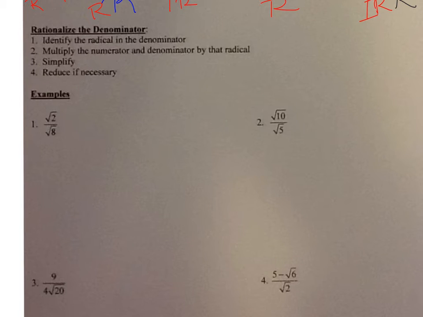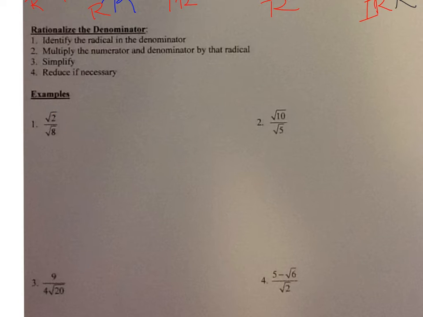So when you rationalize the denominator, the first thing you're going to do is identify the radical that is in the denominator. And then you're going to multiply the numerator and the denominator by that radical. You're going to simplify and reduce. All right, so let's take a look at the first one. I have the square root of 2 divided by the square root of 8.